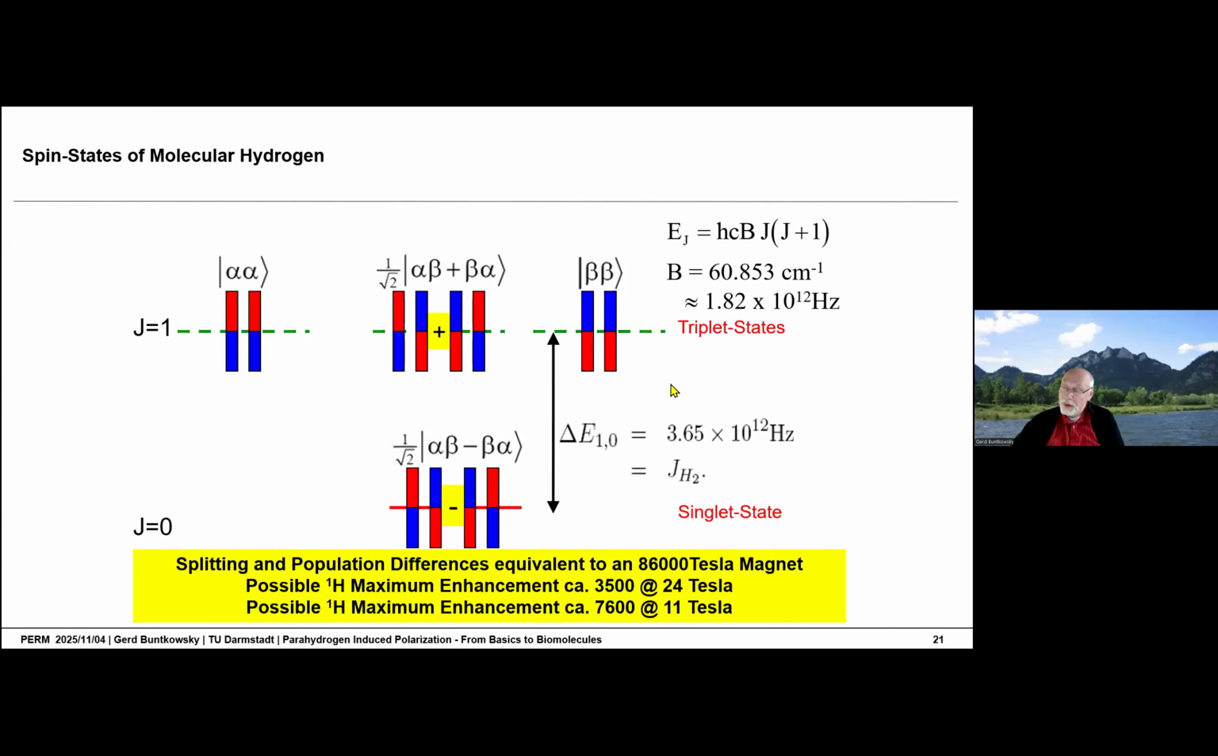But more important, if you compare it to a magnetic field, this is equivalent to the energy splitting in an 86,000 Tesla magnet. So in other words, the thermal populations between these levels are about 3,000 to 7,000 times higher than with typical magnetic fields.